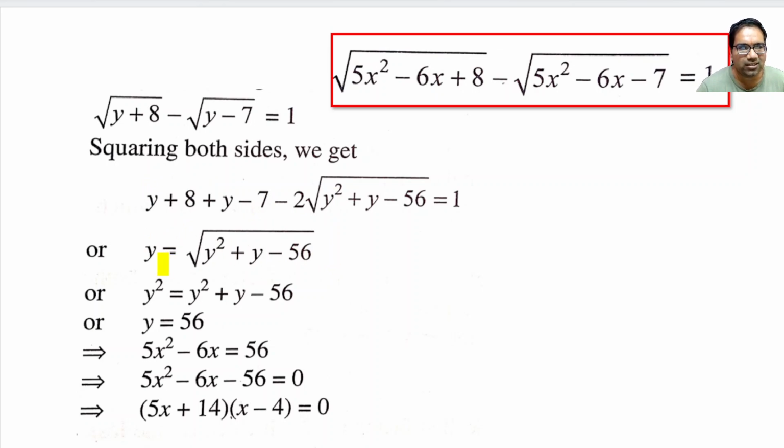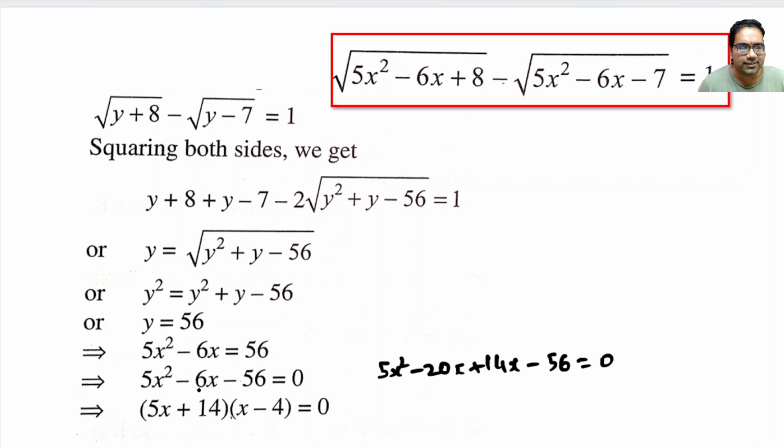If you square this, what will we get? y square equals y square plus y minus 56. y square will get cancelled, y equals 56. What is our y? y is our 5x square minus 6x. 5x square minus 6x equals 56. What does that mean? 5x square minus 6x minus 56 equals 0. We can write this as 5x square minus 20x plus 14x minus 56 equals 0.